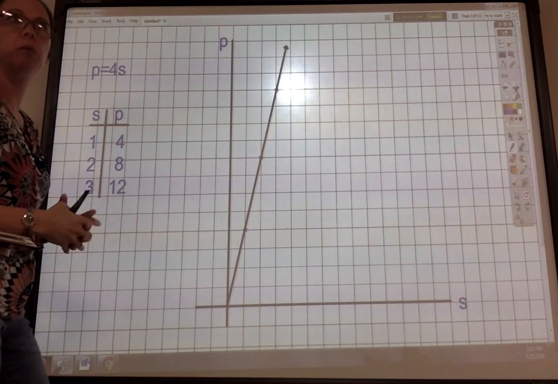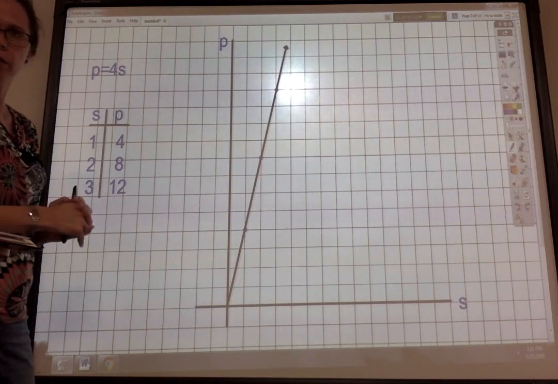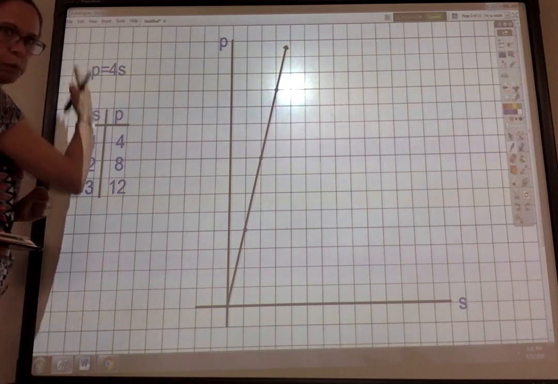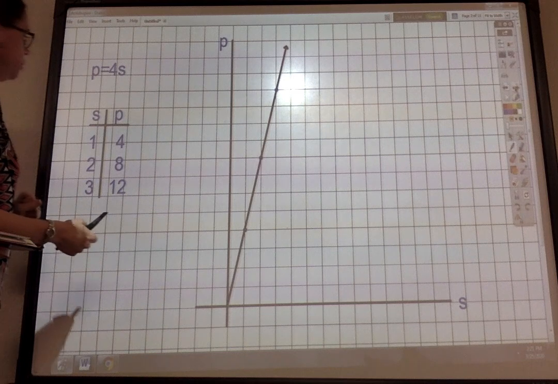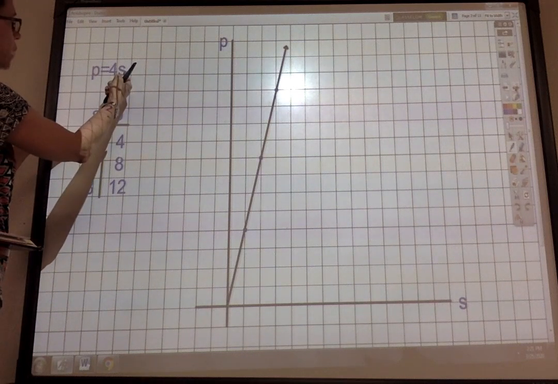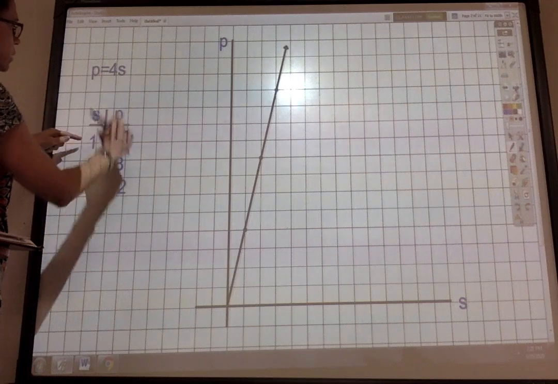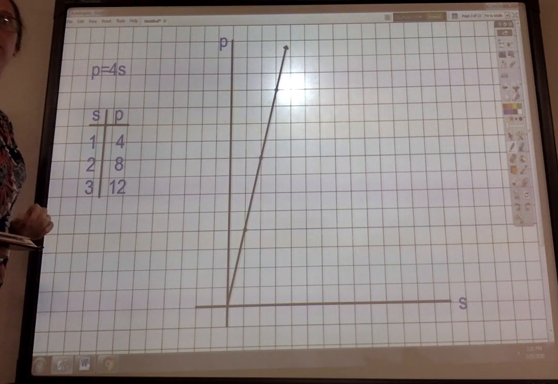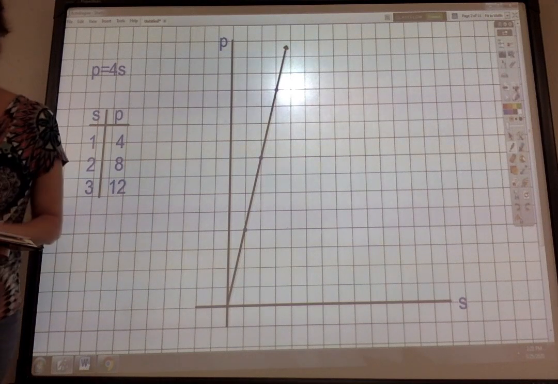Now, a lot of times when we're dealing with functions, we talk about input and output. Remember, input is always what we consider our x value. So if I say my side length is 1, I would put 1 in for s. 1 times 4 is 4. That gives me my output. Input and output.